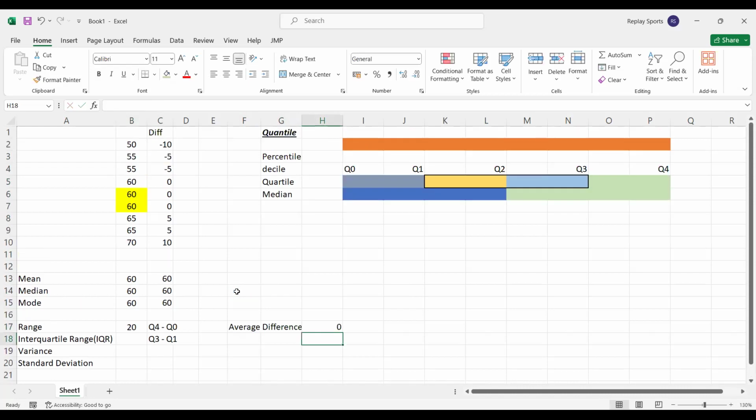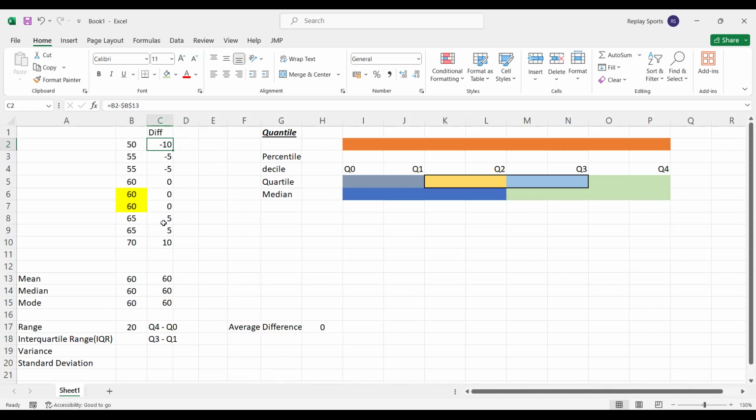So what is the average difference? 0. Why is it 0? See, we took the difference, right? Now, difference means there is one plus difference and one minus difference. They're canceling out. See, minus 10, plus 10, minus 5, plus 5. Since they're canceling out, your total is 0.